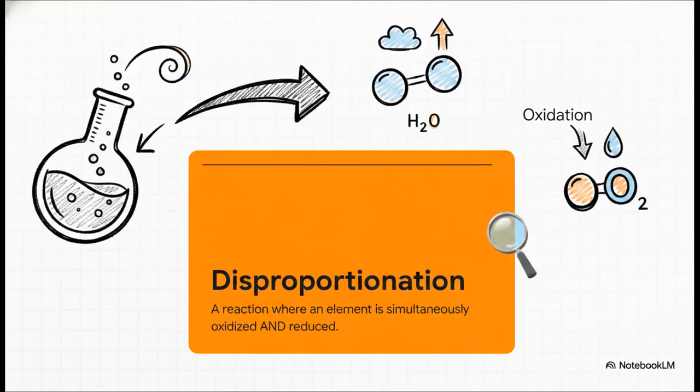So disproportionation is kind of weird, but also really cool. It's a special situation where the same element gets both oxidized and reduced in the same reaction. How is that possible? Well, it starts out in some middle-of-the-road oxidation state. Then, during the reaction, some of its atoms get reduced, going to a lower state, while other atoms of that same element get oxidized, going to a higher state. The perfect example is hydrogen peroxide. The oxygen in it starts at -1, but then some of it gets reduced to -2 in water, and the rest gets oxidized to 0 in oxygen gas. It's like the element is playing both sides at once.